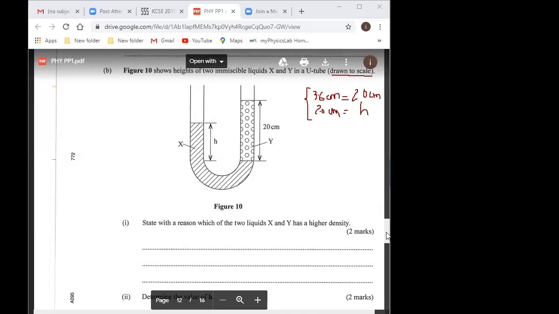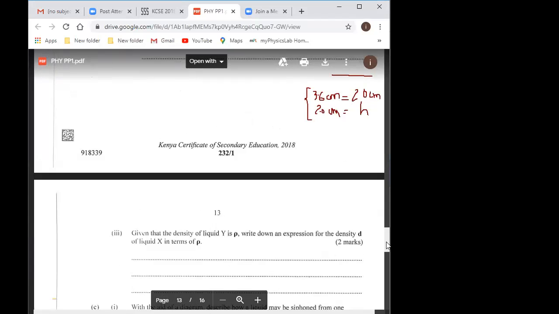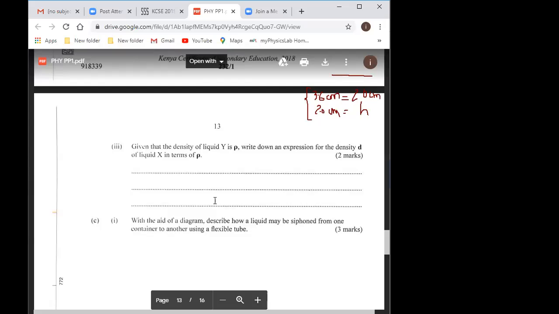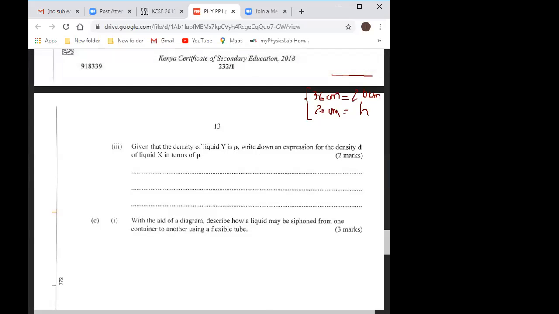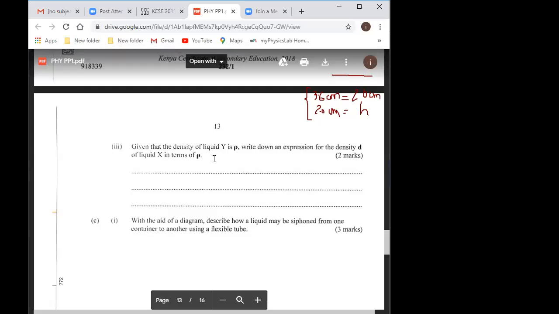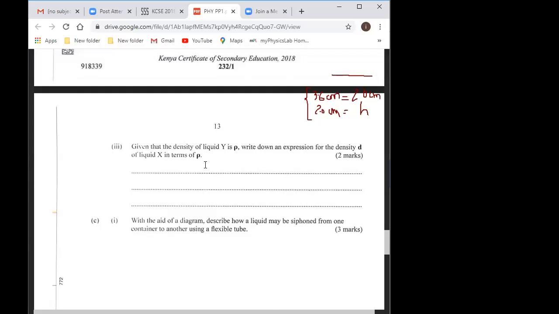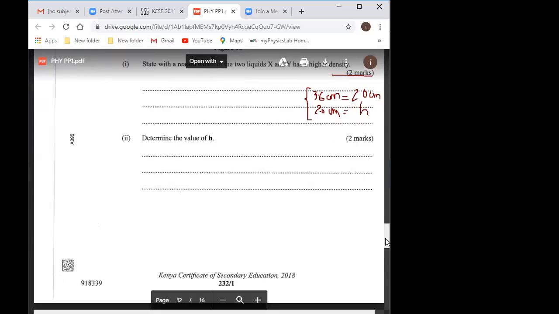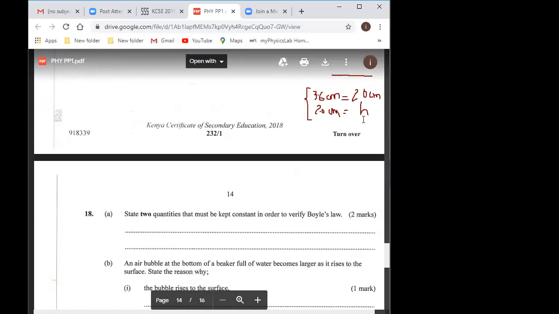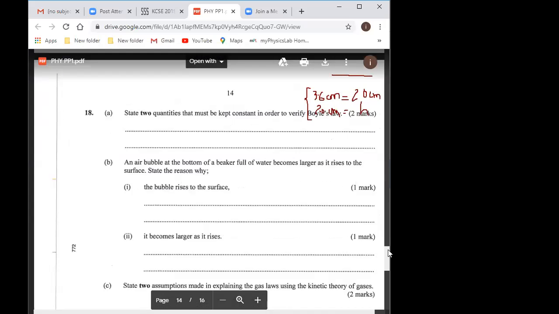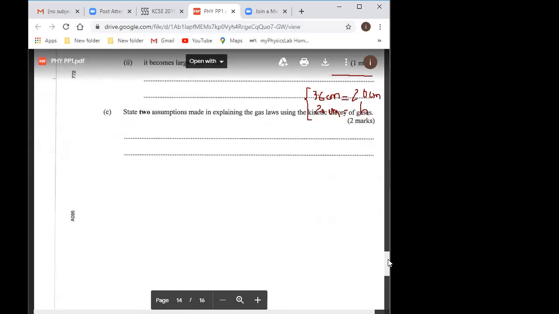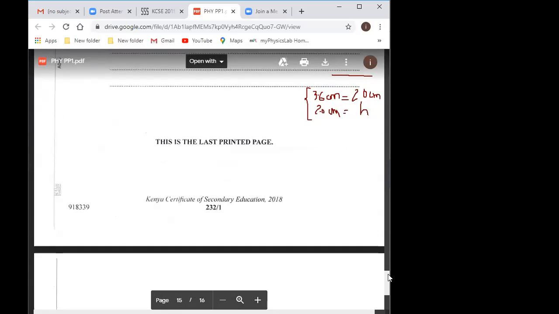Let's see whether you have another question of this level. Given that the density of liquid Y is rho, you are supposed to use this concept here. You can try to work it out. For now, I may not work it out because I cannot measure with a ruler. Let me check whether we have some other. You can see that we don't have.